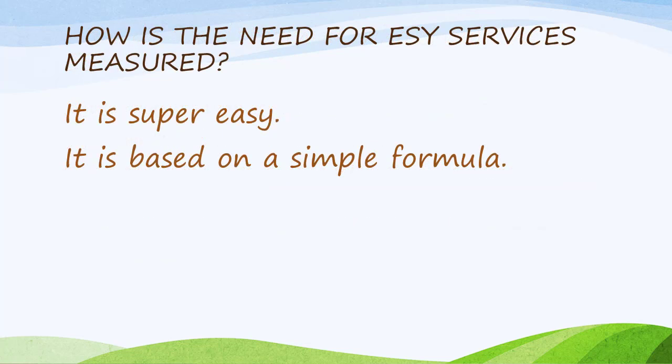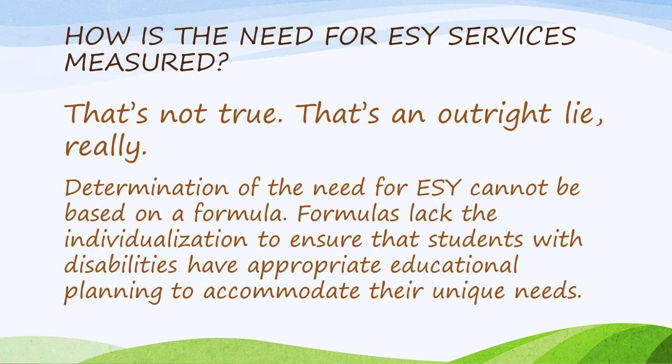If all of this starts to feel overwhelming, don't worry. It's actually super easy. It's based on a simple formula to determine who gets and who doesn't get ESY. Actually, I lied. That's not even close to true. It's an outright lie, really. What is true is that determination for the need of ESY cannot be based on a formula, because formulas lack the individualization needed to ensure that students with disabilities have the educational planning that they need to accommodate their unique needs.